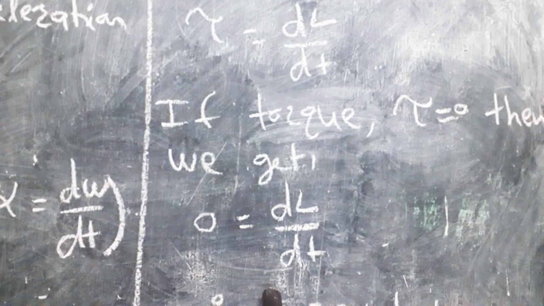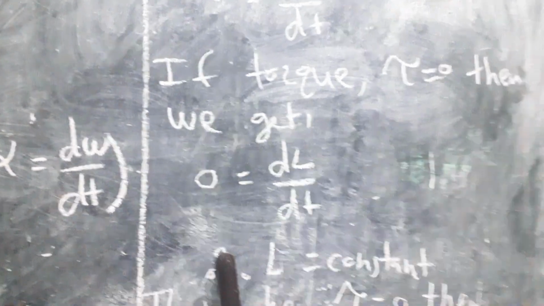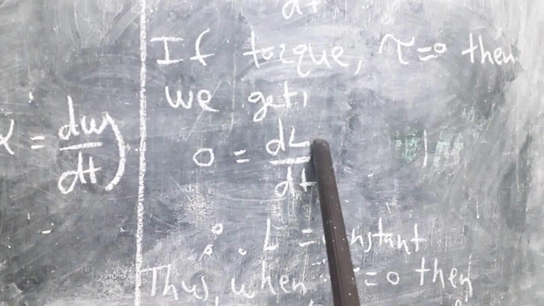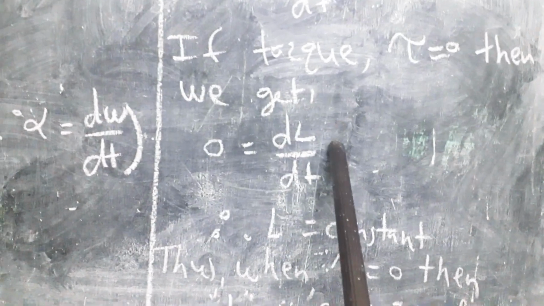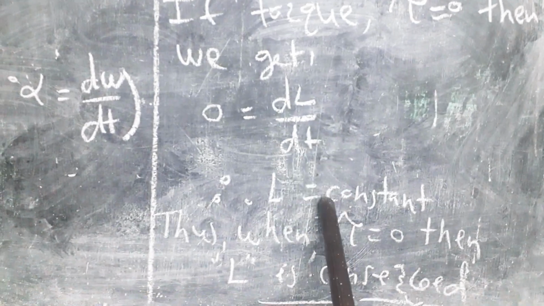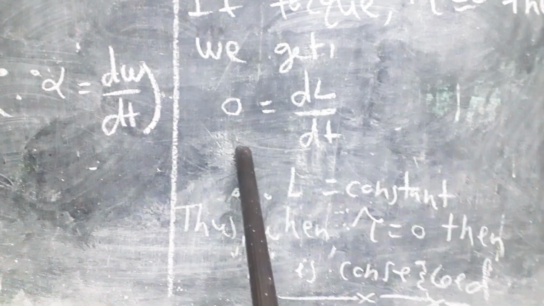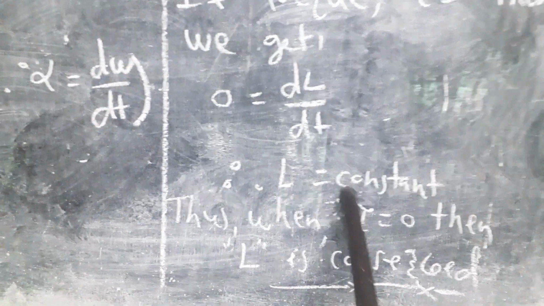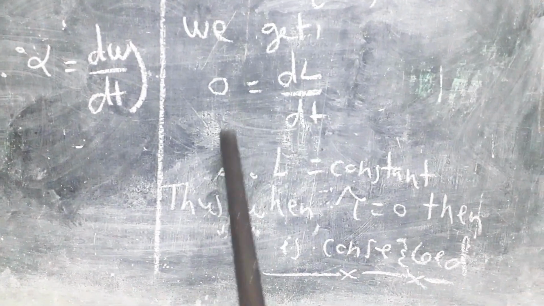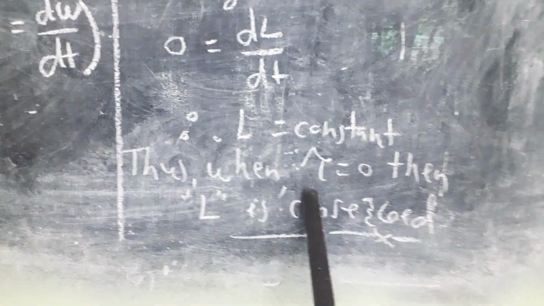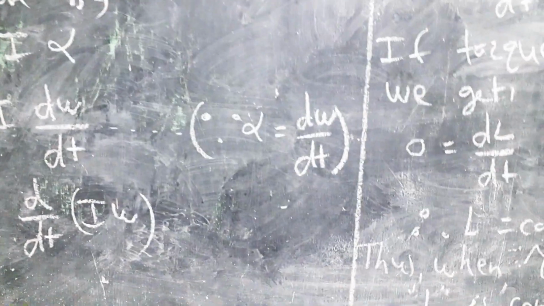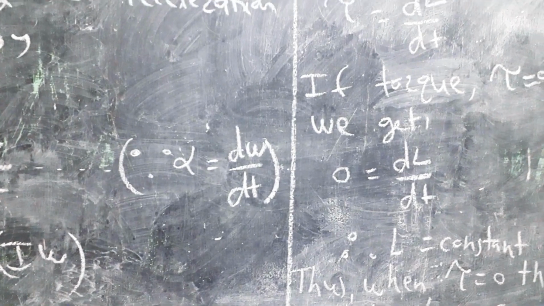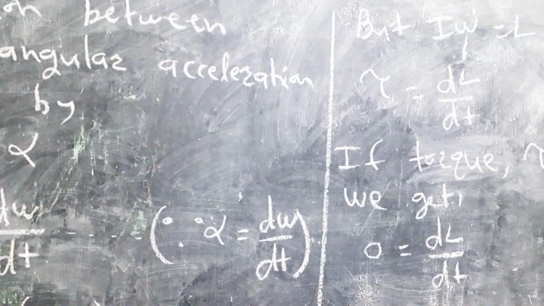And we know that when a derivative is 0, it means the derivative of a constant is there, because the derivative of a constant is always 0. This is the standard formula. So we can conclude that capital L is constant. With the help of mathematics, we can show that L is constant. So when tau is equal to 0, L is constant or conserved. In examination, you can use this method and also the previous method. Both methods are correct. You can choose any one as per your understanding.